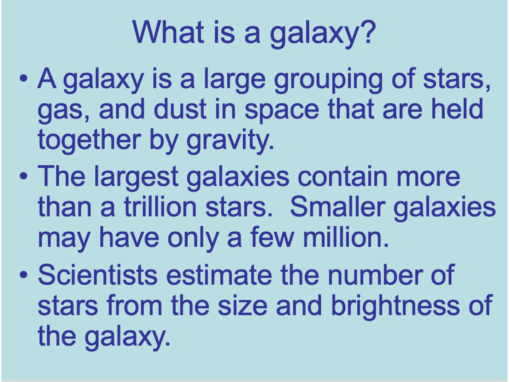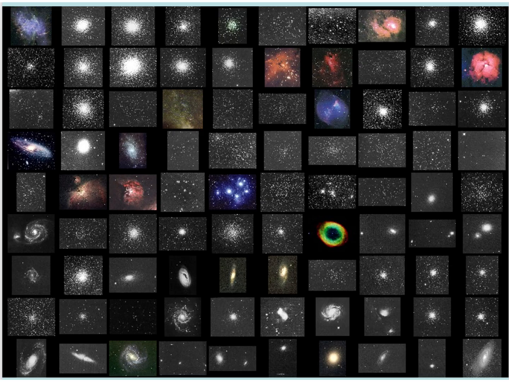A galaxy is basically a group of stars, gas, and dust in space. The number of stars in a galaxy varies greatly, from just a few million to over 1 trillion. Our Milky Way has billions of stars, so it's pretty average. We can estimate the number of stars in a distant galaxy by the size and brightness of the galaxy. It isn't possible to count individual stars as far away as galaxies are.